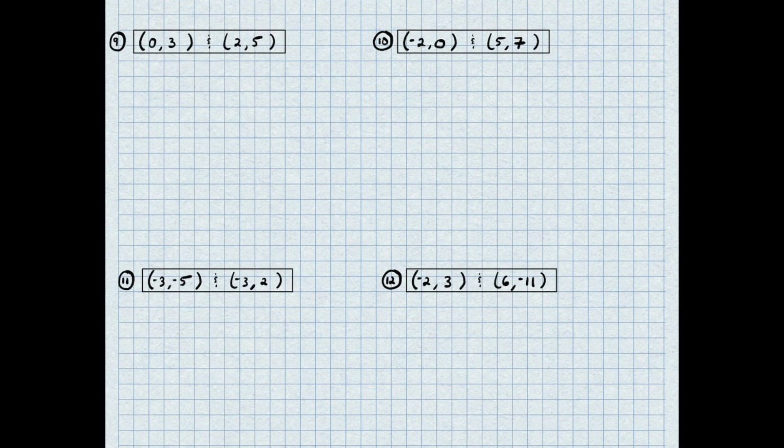And here's number 9. Notice this 0 right away is good news, which means that this 3 is actually our b value. We're going to use this 2, 5 to help us find the slope. So we know b is equal to 3, but let's find our slope using our equation. Substituting in, we're going to get 5 minus 3 over 2 minus 0. 5 minus 3 is going to be 2, and 2 minus 0 is going to be 2, and 2 over 2 is just going to be 1. So we know our y-intercept, or b, is equal to 3, and we know our slope, or m, is equal to 1.